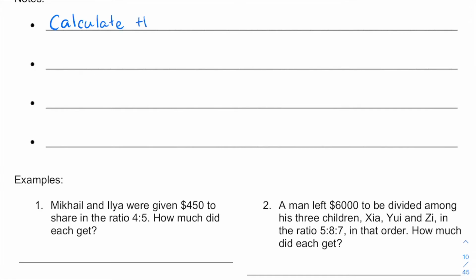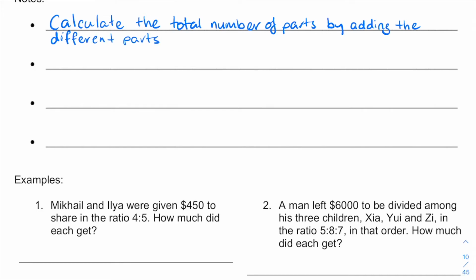So first thing we need to do is calculate the total number of parts that are involved in the whole thing that we're looking at with this ratio. What we're actually doing is adding all the different parts of the ratio, or the different amounts that are in the ratio. That'll tell us how many parts total are happening within a whole, and we can find out how big one individual part is.